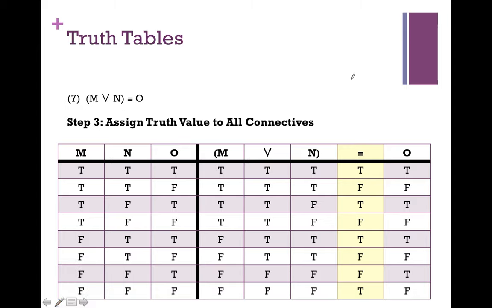So what this tells us, again, are the scenarios under which this is true. Notice this is true if M, N, and O are true. It's false if M and N are true and O is false. If M is true and N is false and O is true, then it'll be true. And you can go through the rest and see all the scenarios under which this entire proposition would be true.